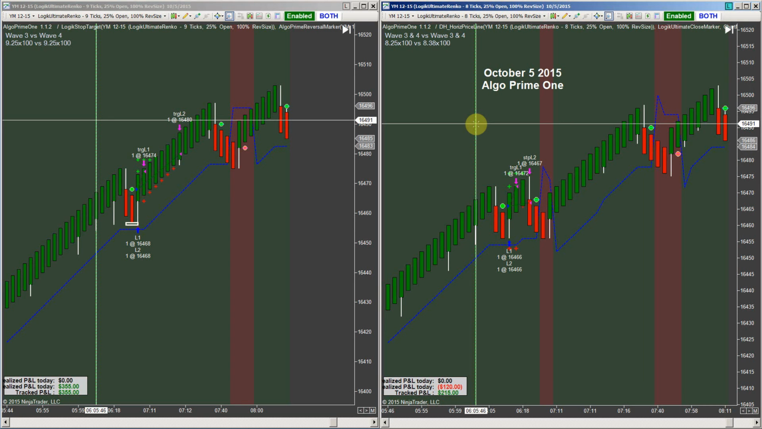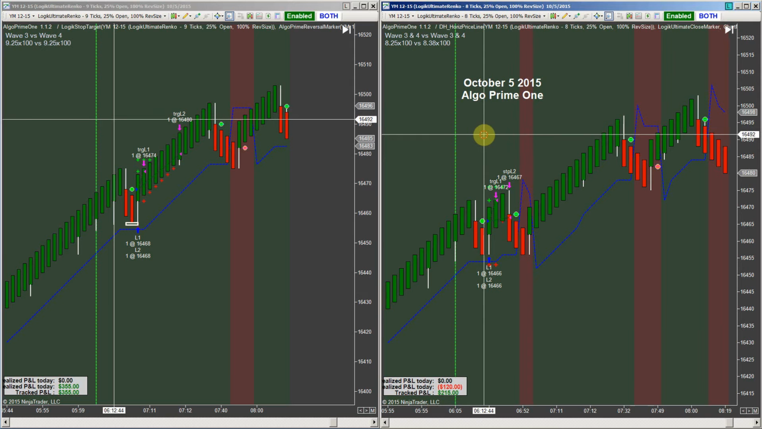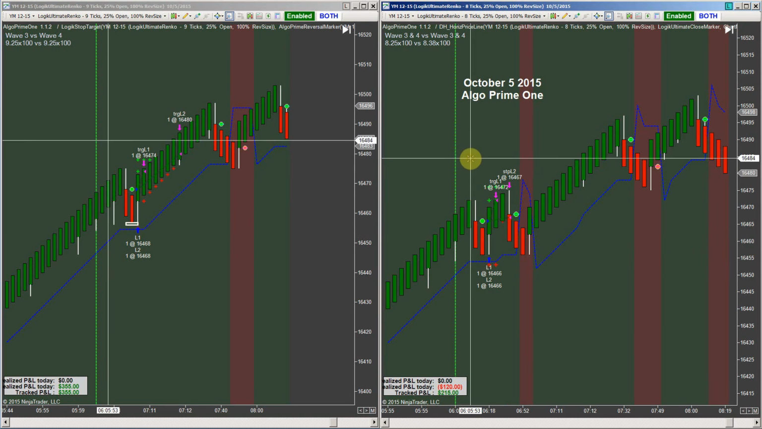October 5th, 2015. This is Algo Prime One. This is a product that we currently do have available, and it operates on the basis of bar pullbacks in a given trend. We have these set up for scalping, and most persons who trade seem to favor scalping. You can set them up for longer term trading just by simply extending your trend.